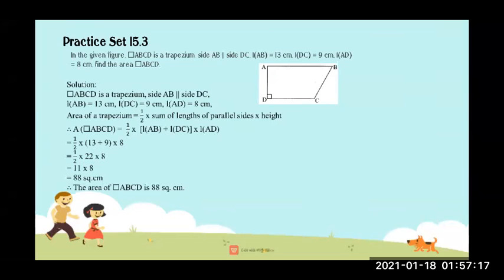That means the area of quadrilateral ABCD is 88 square centimeter. See here, whatever is given we have written. Then we have used the formula of area of a trapezium, that is half into sum of the length of parallel sides multiply by height. There we have put the values, and after putting values and cutting, we got the answer, that is 88 square centimeter. So the area of the trapezium, that is quadrilateral ABCD, is how much? 88 square centimeter.